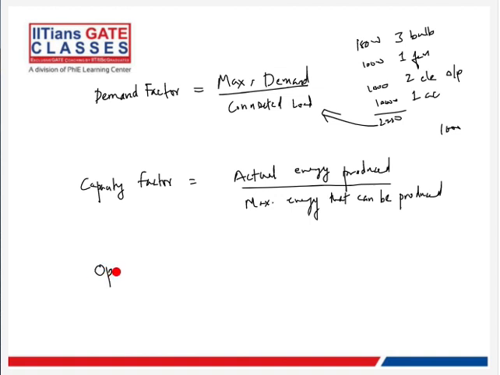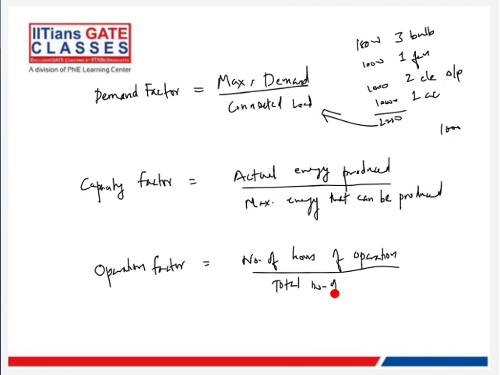And there is something else. These are trivial. This is called as an operation factor, right? Which is basically number of hours of operation, divided by total number of hours in a year. Okay. So these are few things.